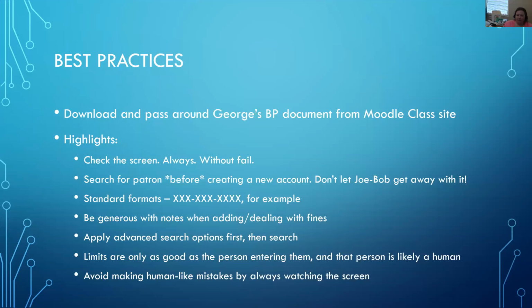Limits, however, are only as good as the person entering them, and most likely the person who entered them is human, and humans make mistakes, do typos. So if you're looking for something specific like Little House on the Prairie and it was copy cataloged as Little Hose on the Prairie, you're not going to find it. Same thing with limits.